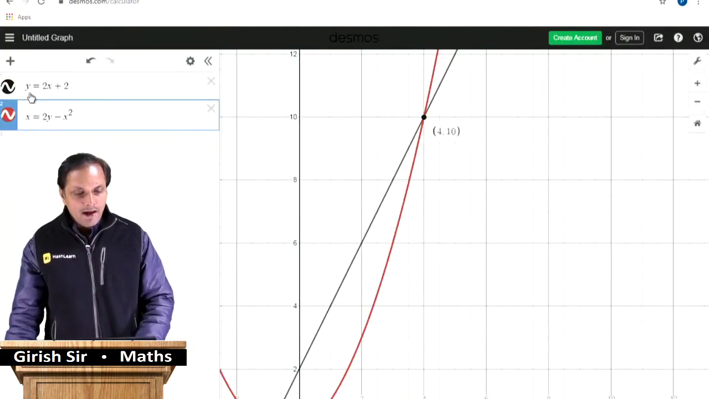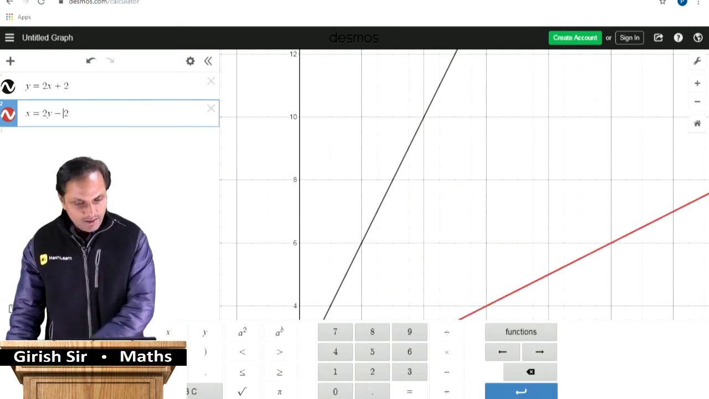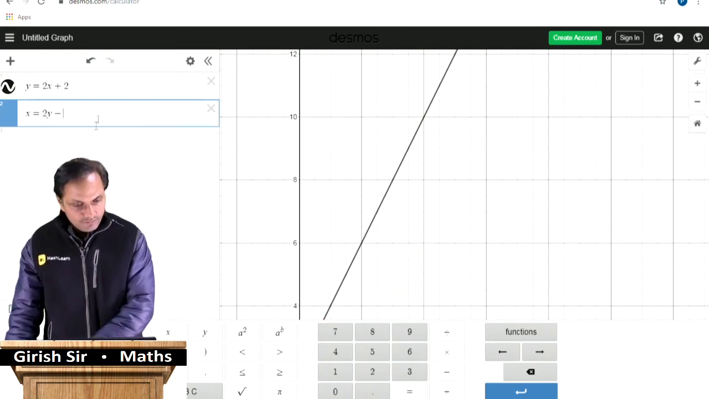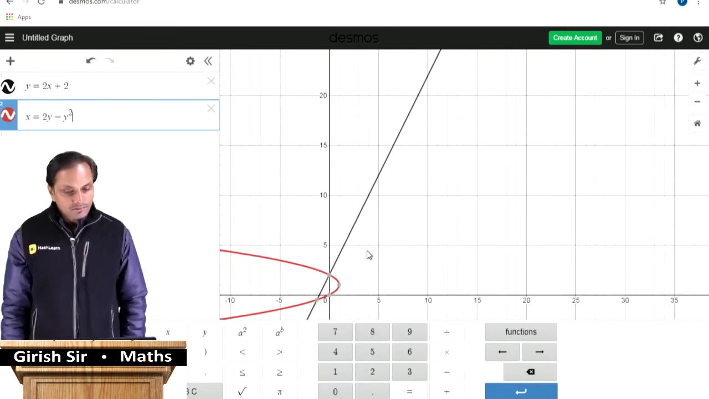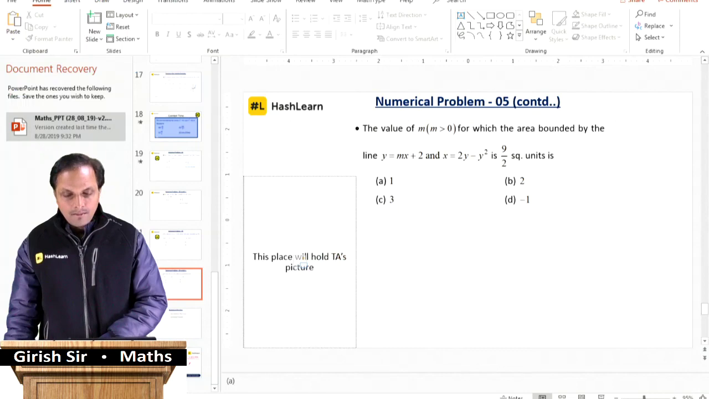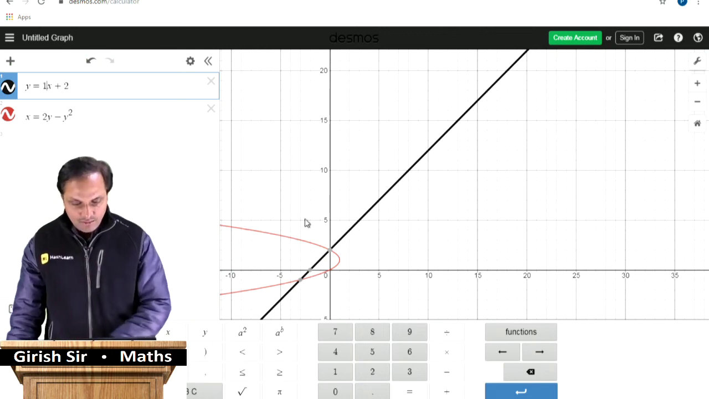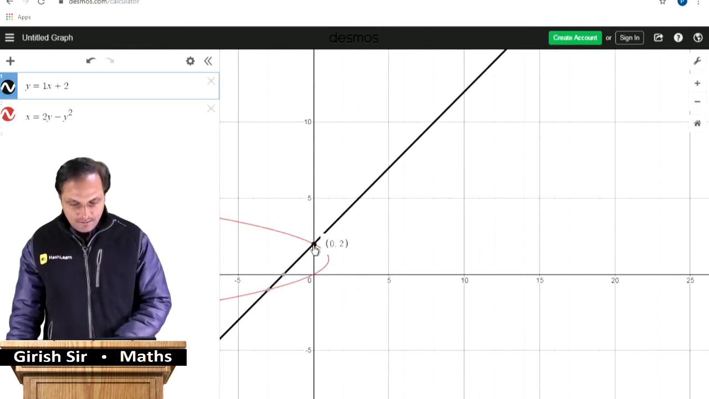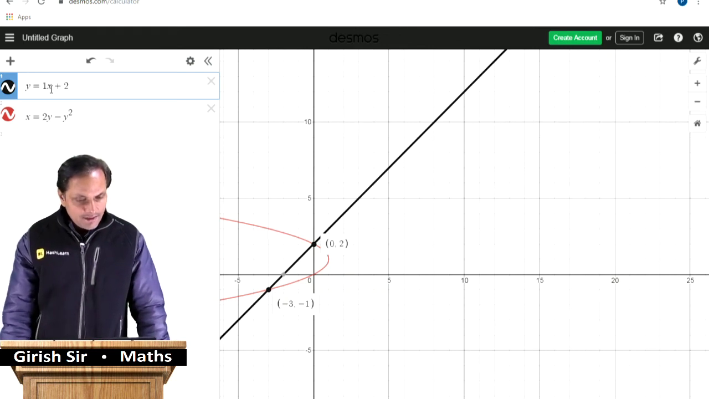This is the graph. I have taken m as 2, y is equal to 2x plus 2, and it becomes 2y minus y square, right? This is y. Okay, let me check. This is y square. Okay, 2y minus y square is something like this. That is fine. Okay, let me take this as 1. When I take it as 1, what happens? This is 0, and what about this one? Minus 3. Okay, what happens when I take this as 2?